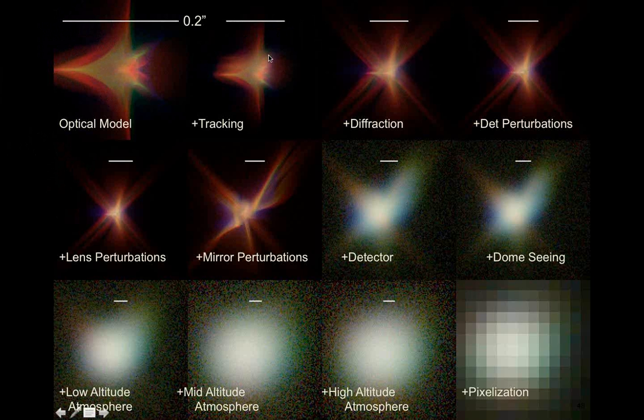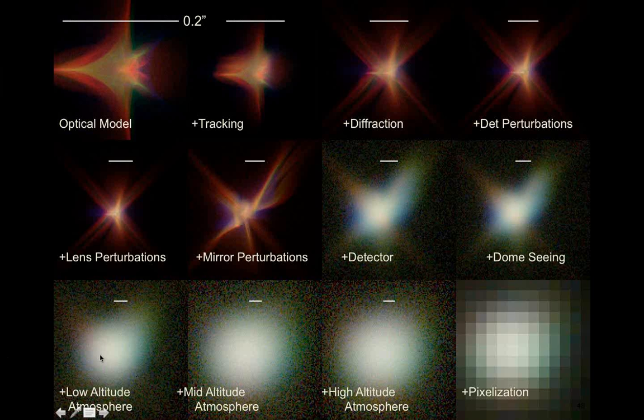If you turn on tracking errors, then you get a little bit of a distortion here, diffraction due to the spider, etc. Detector perturbations due to misalignments at the tolerance levels we've adopted perturb this a bit. Lens perturbations, figure errors in the mirrors, then charge spreading in the detector has a big effect. Dome seeing creates some correlated distributions.